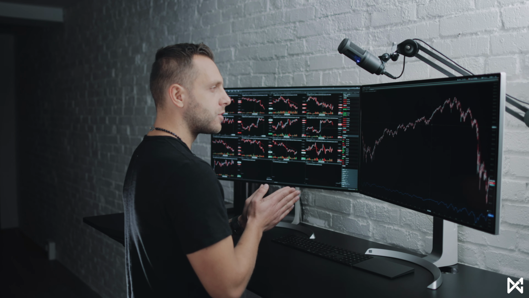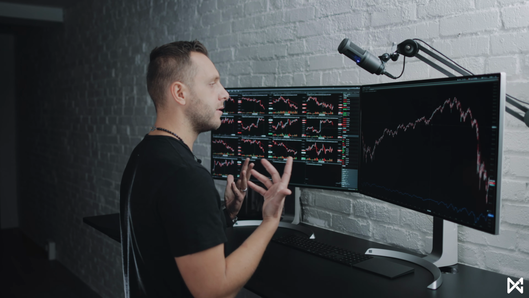So the way to trade this, right, is again, understand that the best opportunities will be to the upside, right? Whereas within the Forex market, we're trading with the trend.